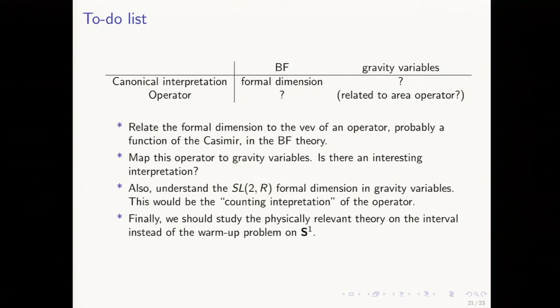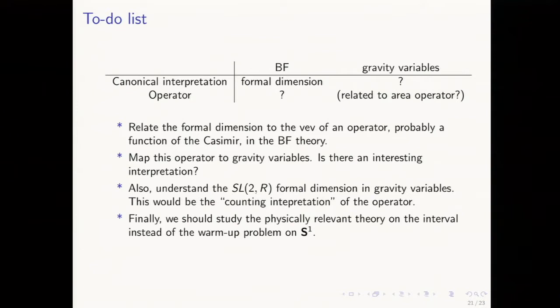On the one hand, we want to understand what this edge term looks like as an operator from a purely IR point of view. So in the gauge theory, we should be able to quickly find some operator that reproduces this edge term as the VEV, and then we want to map it to gravity variables and see whether there's some interesting interpretation, maybe having to do with some two-dimensional version of the area operator.